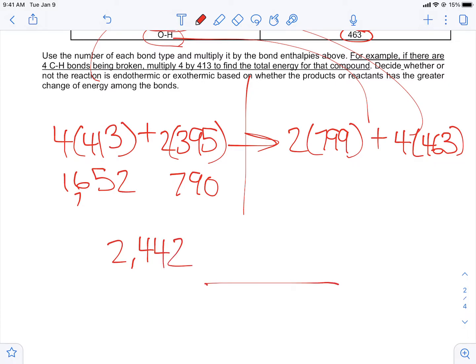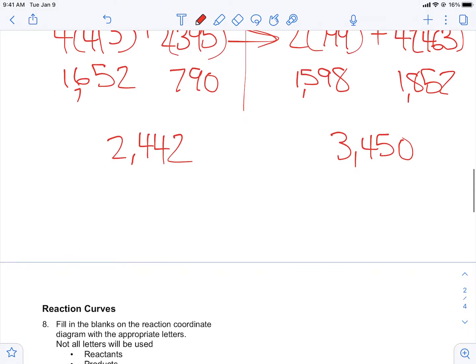Then we go to the other side. For 2 times 799, we should get 1598. For 4 times 463, we should get 1852. Just by looking at this, we can tell we're going to have a greater change in energy on the right side. So I'm going to add it, though, just to be sure, and I'm going to get 1852 plus 1598 is equal to 3,450. Now, what does this look like?